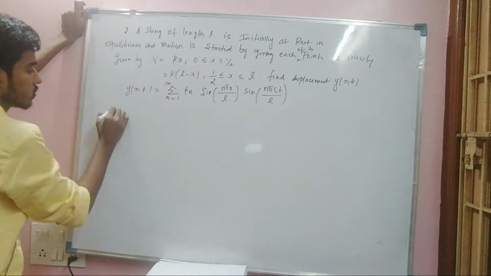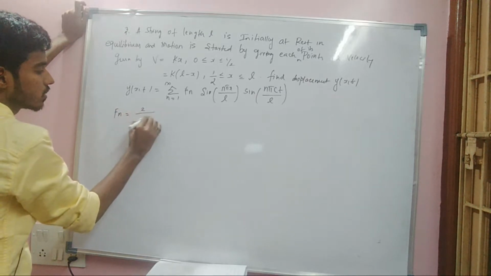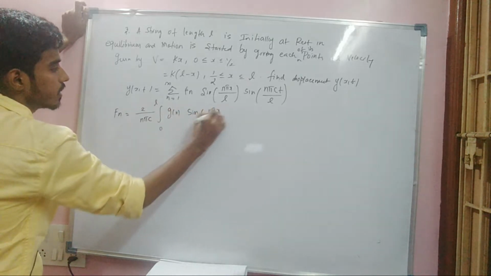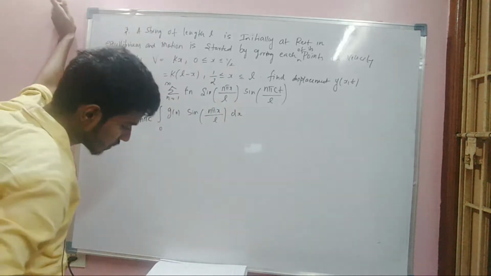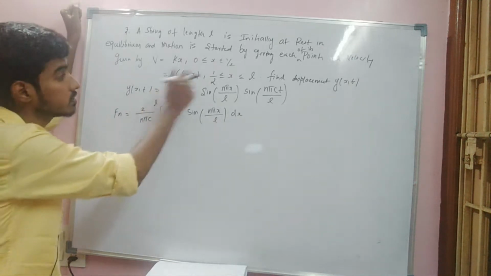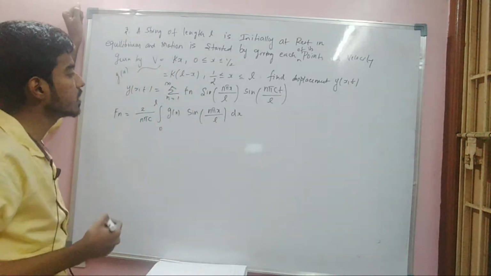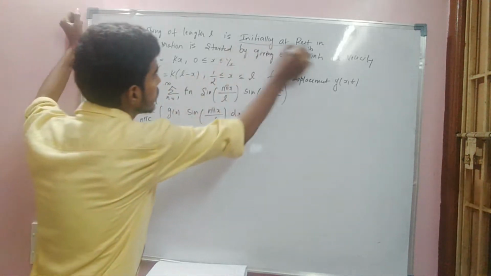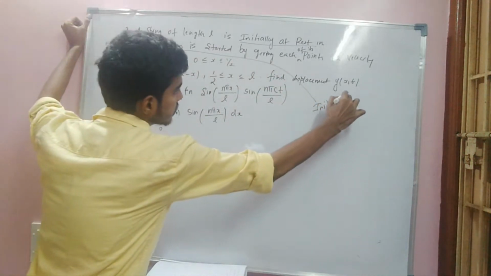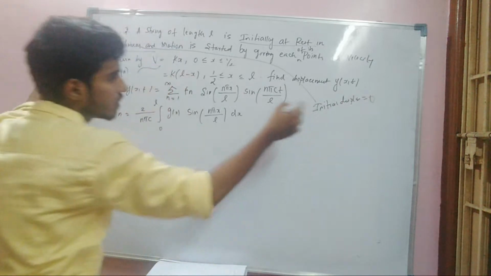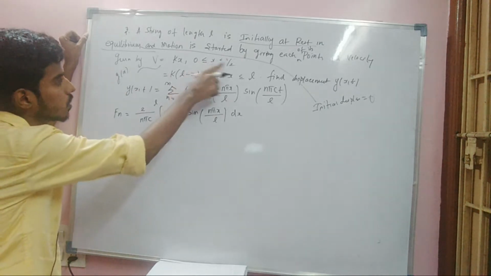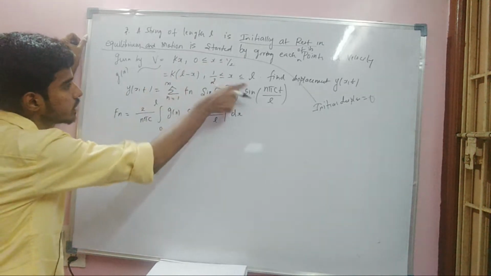We need to find Fn. So what is our Fn formula? It is 2 by n pi c integral 0 to L g of x sin n pi x by L dx. Now here we have two functions for g of x, because this is our velocity, and it is given that the string is initially at rest in equilibrium. That means initial displacement is 0, so this comes under particular case 2, and f of x is equal to 0. In order to find g of x, from 0 to L by 2 we have one function for g of x, and from L by 2 to L we have another function for g of x.